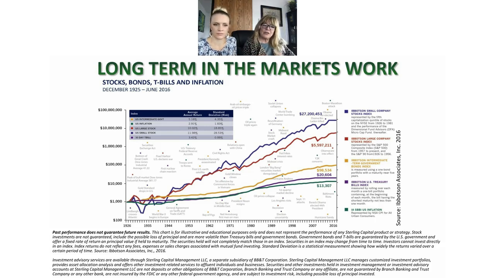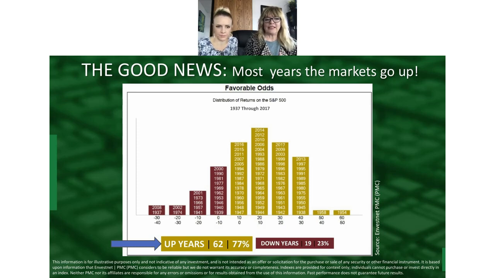So I wanted to show you the volatility increases as you get more potential return over time. You like that? I like it. Okay. So more potential risk, more potential reward. There we go. The good news.